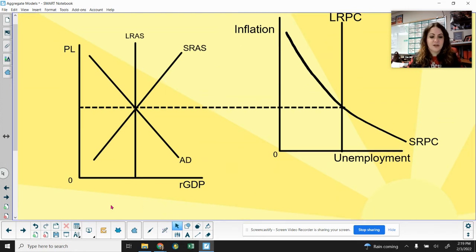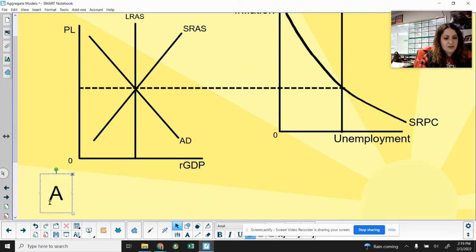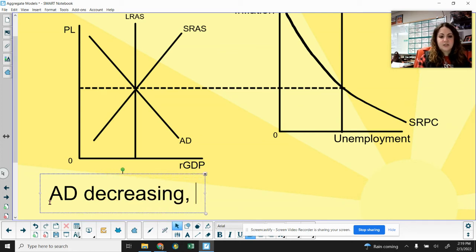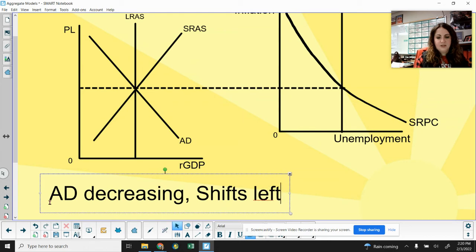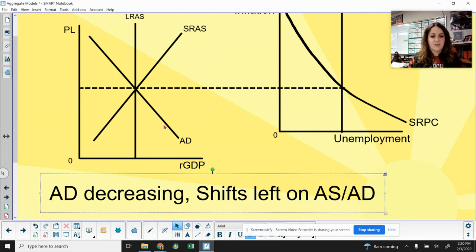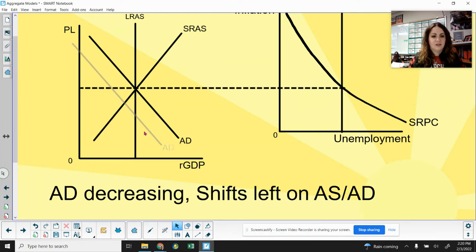Okay, so let's come up with an example for aggregate demand decreasing. So let's say that aggregate demand, AD, decreases. Maybe there's less spending, or maybe taxes increased, or net exports fell or something. So aggregate demand decreases and shifts to the left on the AS-AD graph. So here we have a leftward shift of aggregate demand.